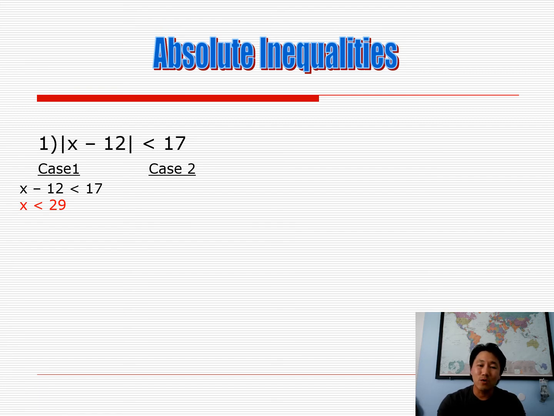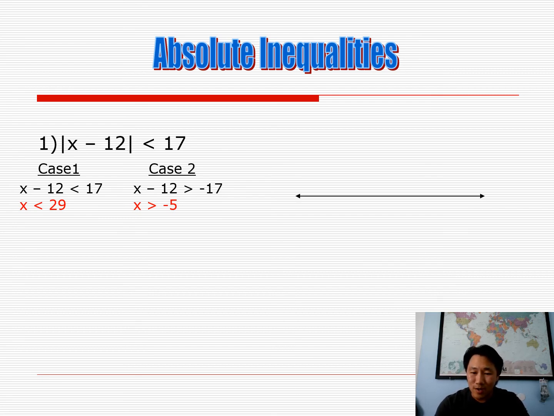The second case, though, you do have to make that 17 negative, and you have to flip the inequality. So now it's x minus 12 is greater than negative 17. All right. Remember that 2 things: change the 17 to negative and flip the inequality. Add 12 to both sides, you have x is greater than negative 5. That's not all the answer. Remember, with inequalities, we have to do something else.